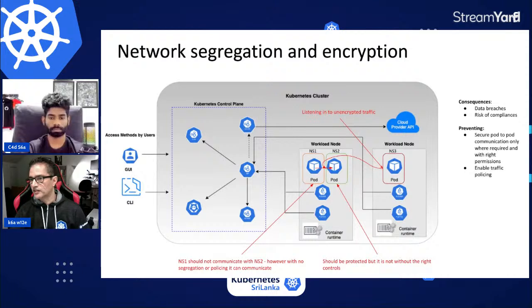That's the only one we had so far, right? So, any more questions? Or shall I keep moving on, Chamod? Yes, go ahead, Kanchana. Okay.